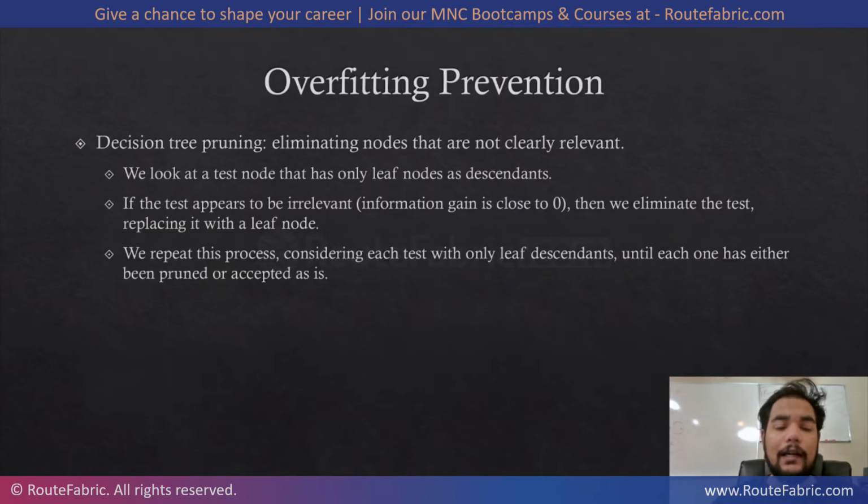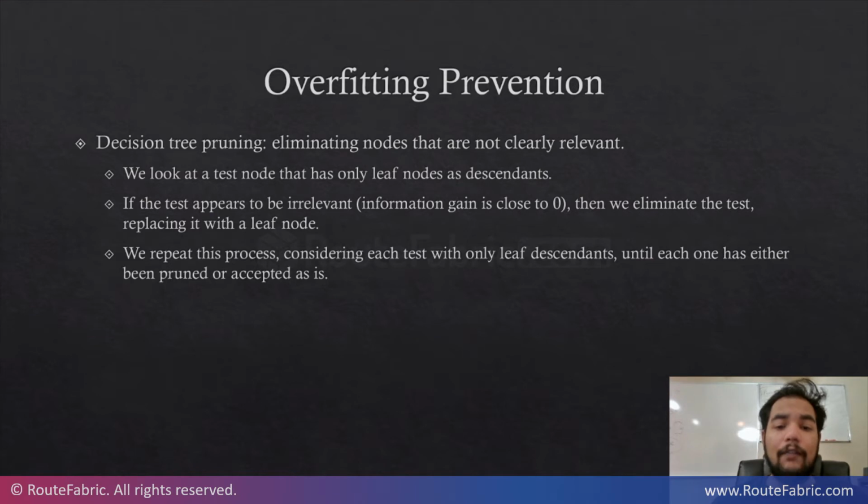Now, overfitting is a concept that happens in machine learning models. You can overfit a model and get a false accuracy or false prediction because of the data. And in a decision tree, to avoid overfitting, all you have to do is prune the decision tree and eliminate nodes that are not clearly relevant. We look at the test node that has only leaf nodes as descendants. If the test appears to be not useful to the decision tree, with the information gain close to 0, then we eliminate the test, or we eliminate that branch.